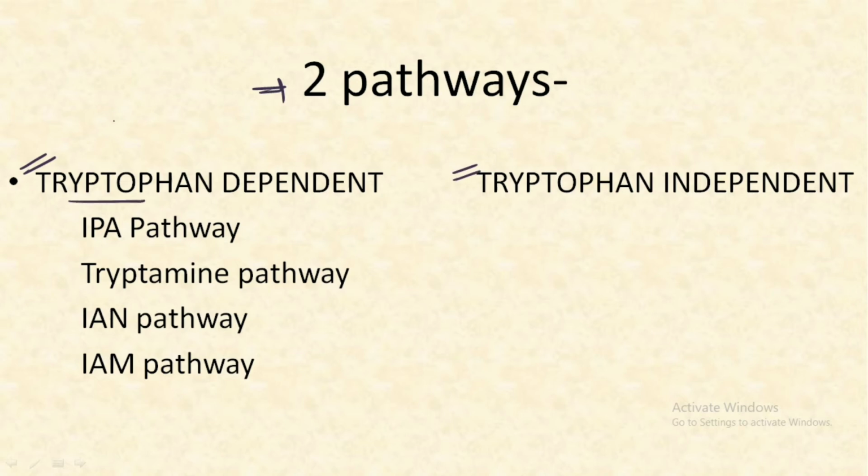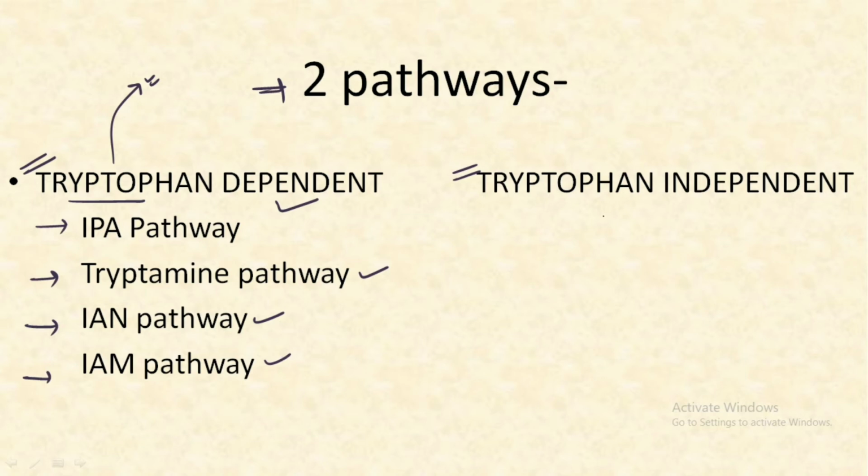Why tryptophan? Because as we have already discussed in the previous lecture, in the introduction of plant hormones, the precursor for the auxin is the tryptophan. So if you have not watched the previous video, please do check it out as well. In case of tryptophan dependent, we have four alternative pathways by which the auxin is produced. That is the IPA pathway, tryptamine pathway, IAN and IAM pathway. We'll understand all of them in detail in the next slide.